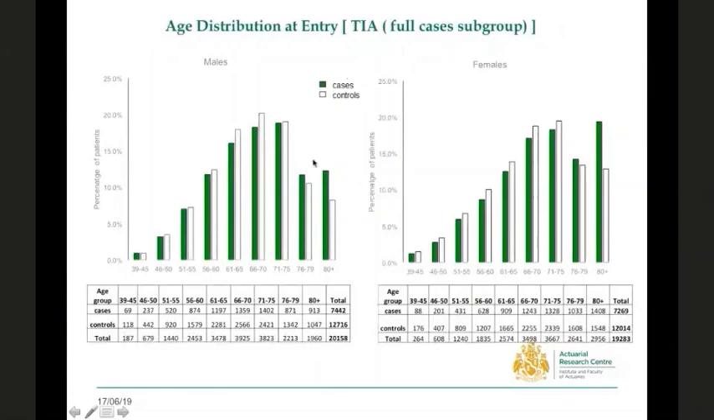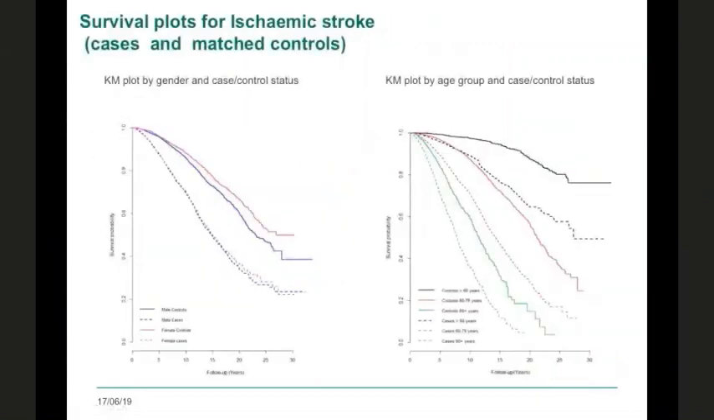We also did some exploratory analysis for the TIA, and we can observe the same pattern as observed earlier for the ischemic stroke. The next diagram are Kaplan Meier plots. Kaplan Meier plots show the survival probability with time. The lower it is, the poorer the survival outcome.